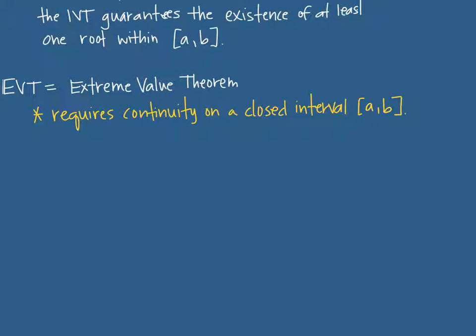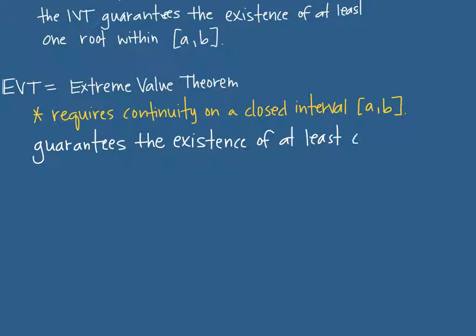If you have a continuous function on a closed interval A to B, the extreme value theorem guarantees the existence of at least one max and at least one min within that interval. And it's not one max or one min, it's one max and one min within the interval.